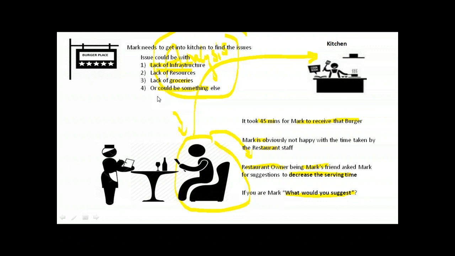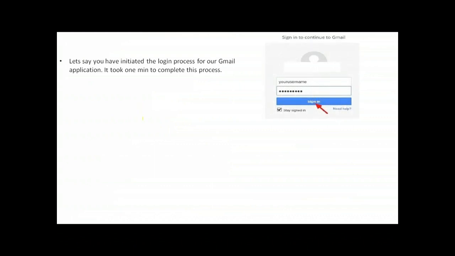Here the burger is taking a lot of time. But if you take this analogy to the application, let's say you have initiated the login process on Gmail. It took 1 minute to complete. So you enter the username, you enter the password, and once you click on the sign in button, it takes 1 minute to show the next page, which is your compose mail page or the home page. 1 minute is a lot of time. 1 minute is 60 seconds.